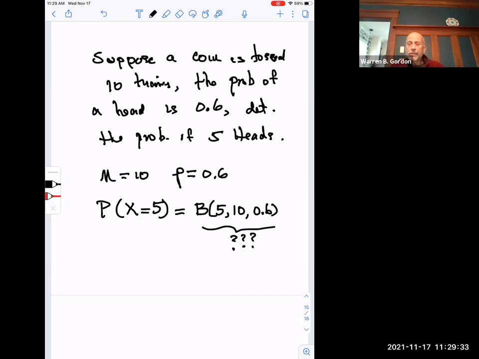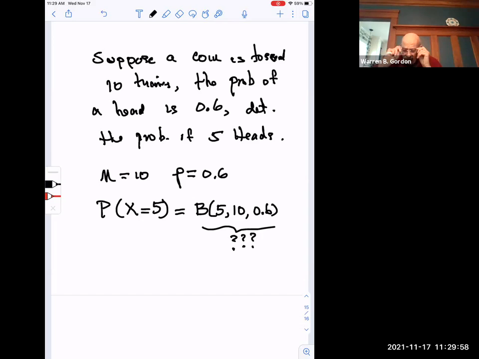Anybody have any question about the problem I just posed? So this is a typical example of a binomial distribution. Again, how do you recognize a binomial distribution? The events are all independent. You classify the outcomes as success or failure. And the probability of success for every single outcome is the same. In this case, it's 0.6.